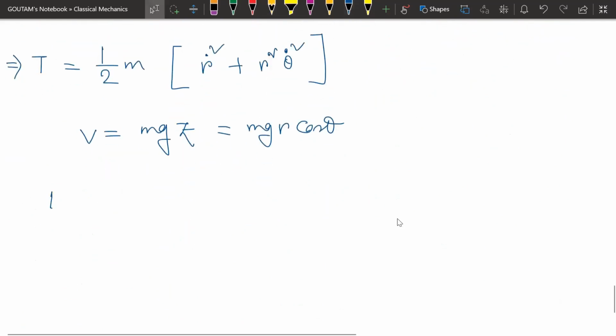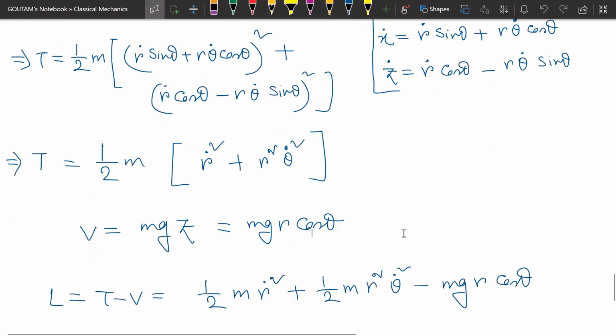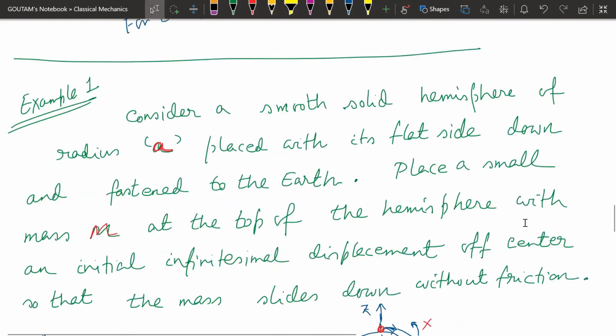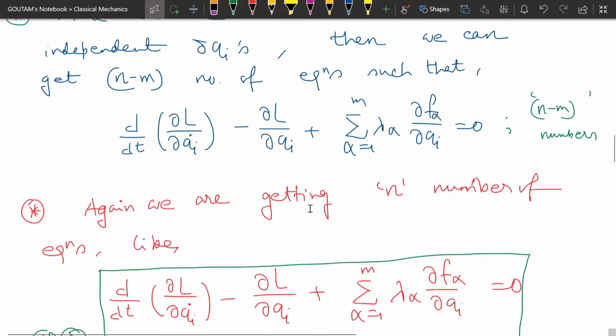Then the Lagrangian will be T minus V, equal to half m r dot square plus half m r square theta dot square minus mgr cos theta. This is our Lagrangian. Let's call the constraint equation equation 1, and the Lagrangian equation 2.